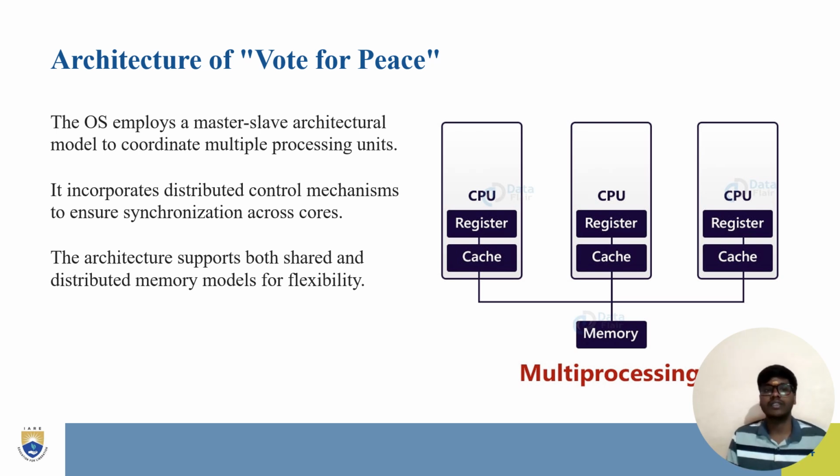This operating system, Code for Peace, uses a master-slave architecture model to coordinate the multiple processing units. As we see here, we have three processing units. It incorporates a distributed control mechanism for synchronization across the cores, and the architecture supports both shared and distributed memory models for flexibility.